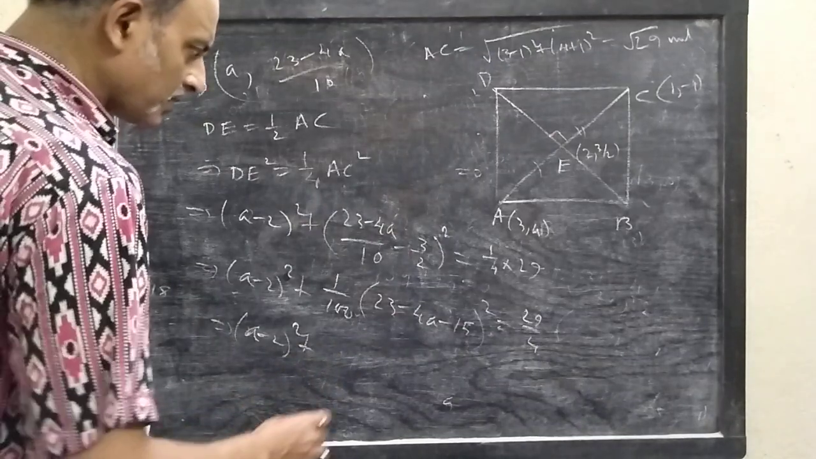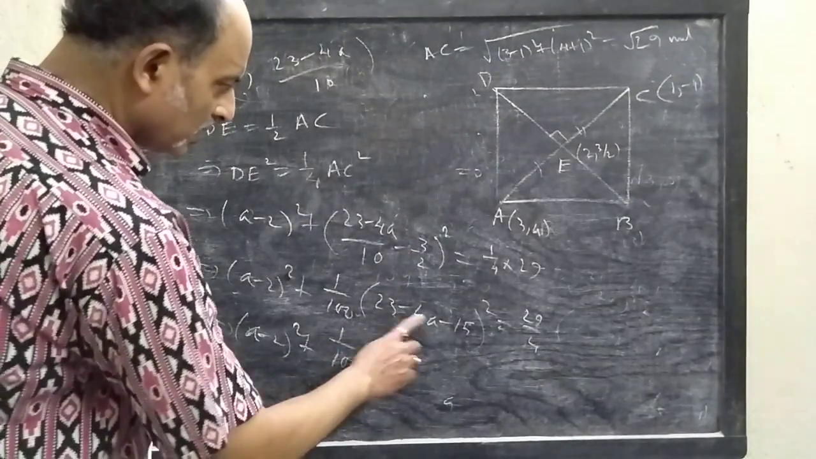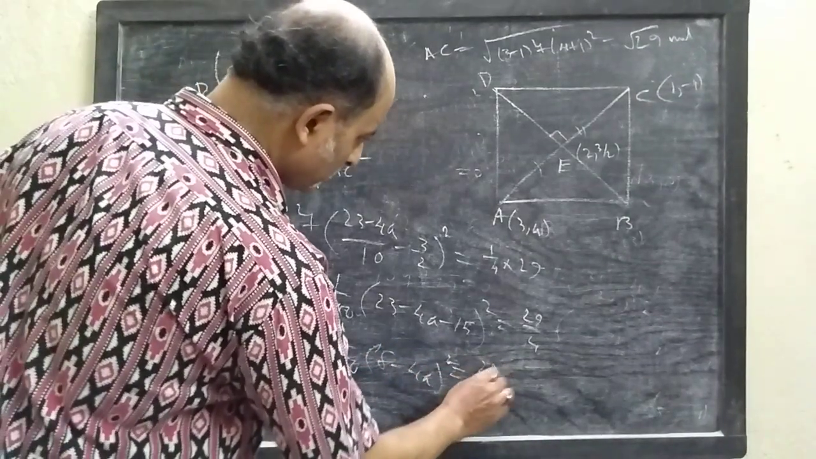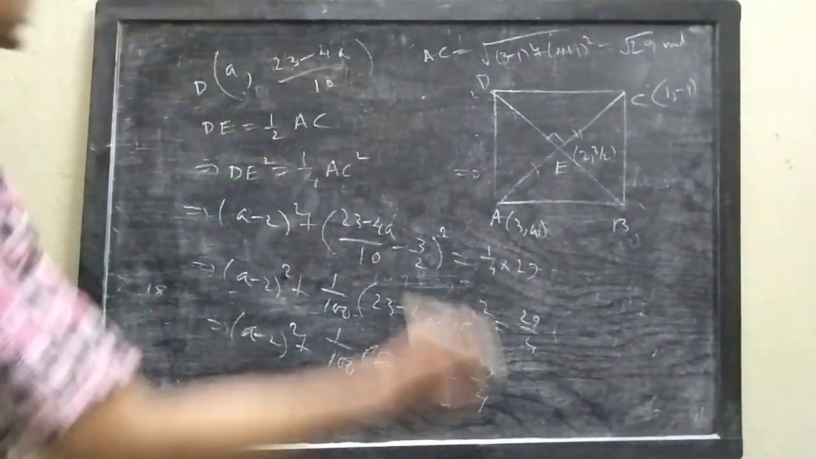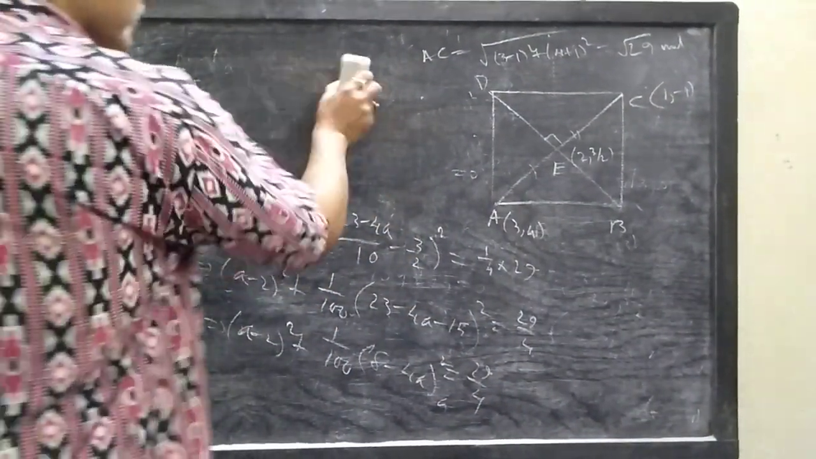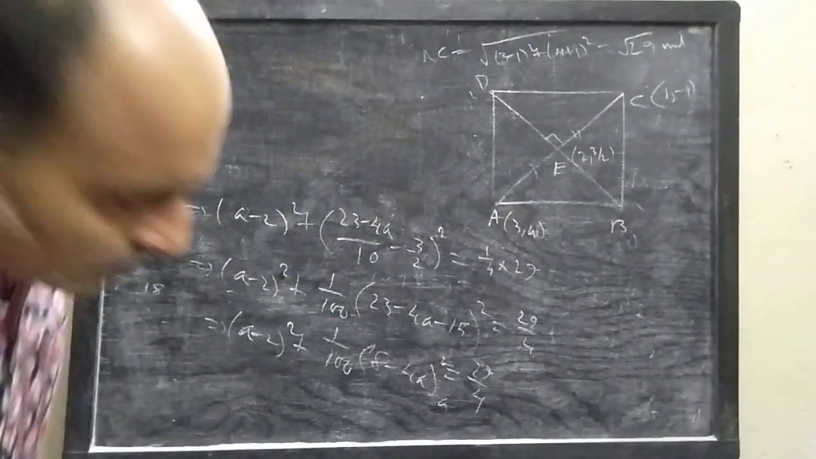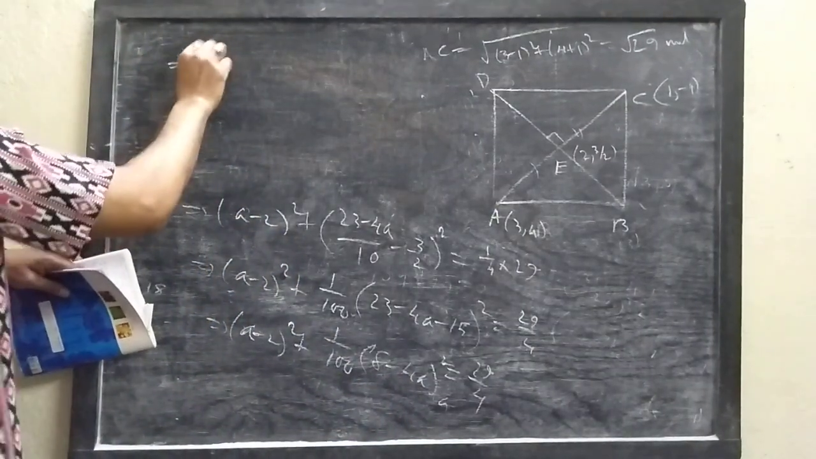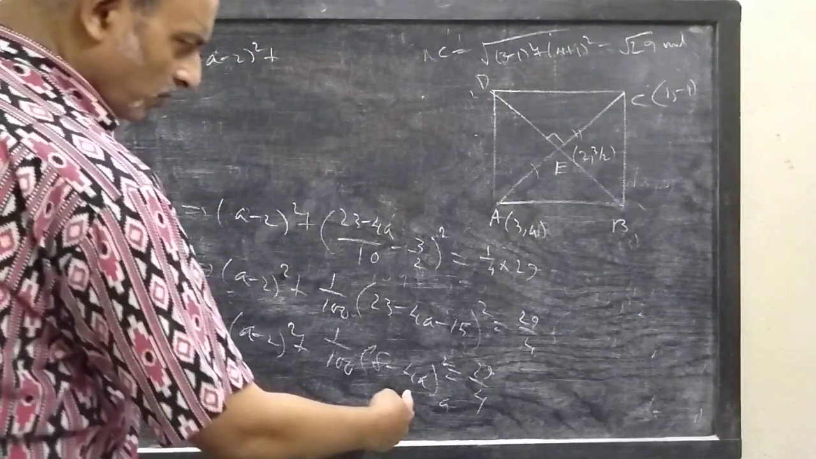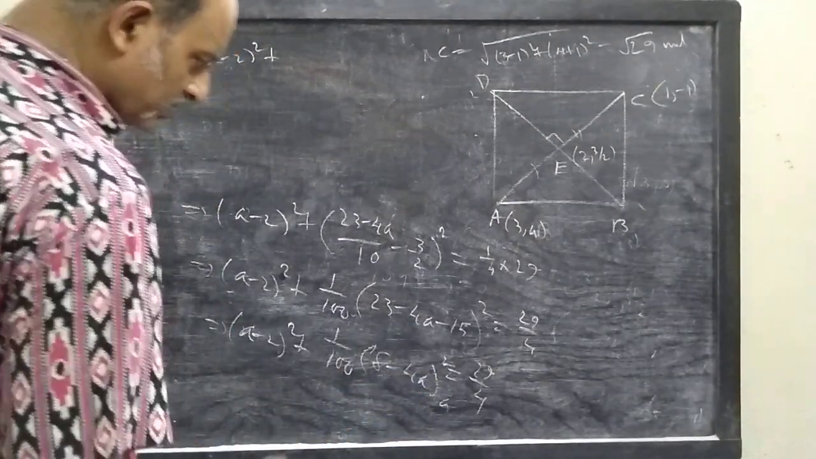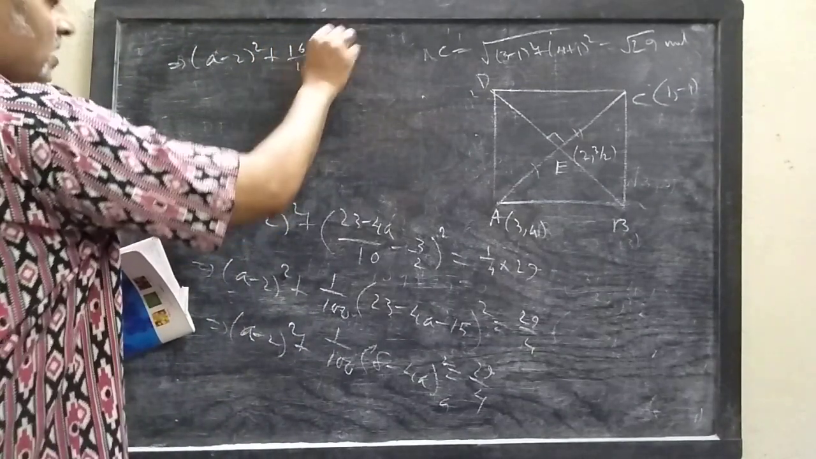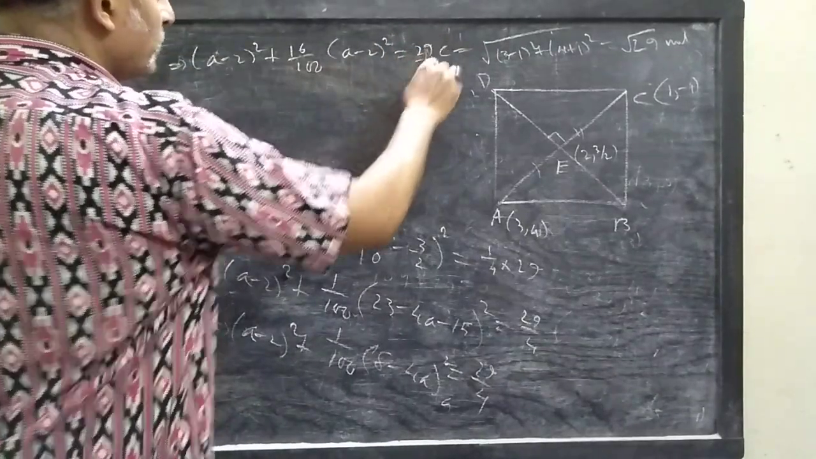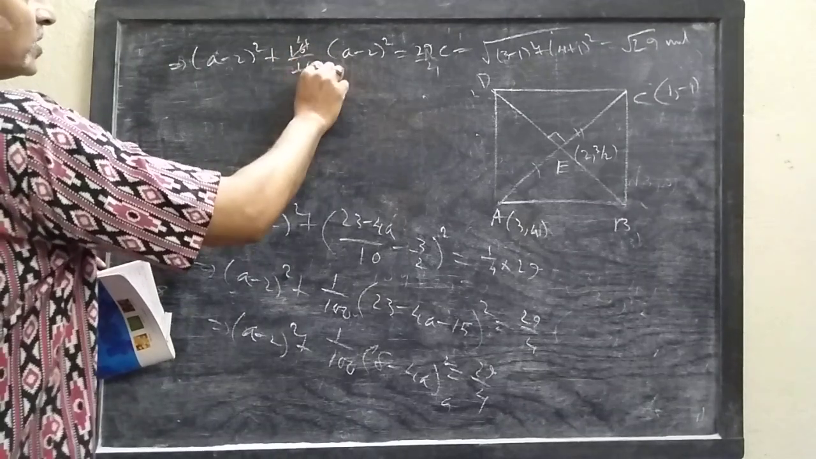(a minus 2) whole square plus 1 by 100. 23 minus 15, this is (8 minus 4a) whole square is equals to 29 by 4. Now look, you can take common 4. Here it is (a minus 2) whole square plus, but when 4 goes outside the bracket, it will become 16. So this becomes 16 by 100. Here it becomes (a minus 2) whole square is equals to 29 by 4. 4 for the 16, 4 25 the.